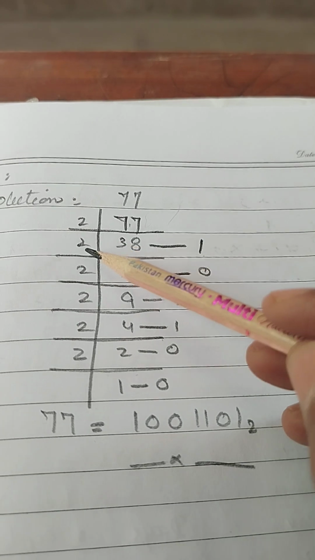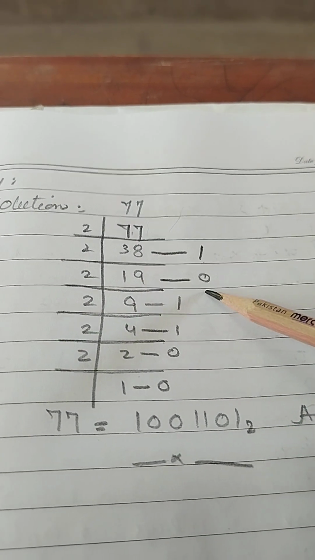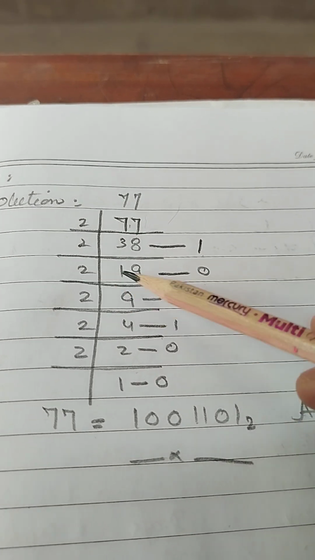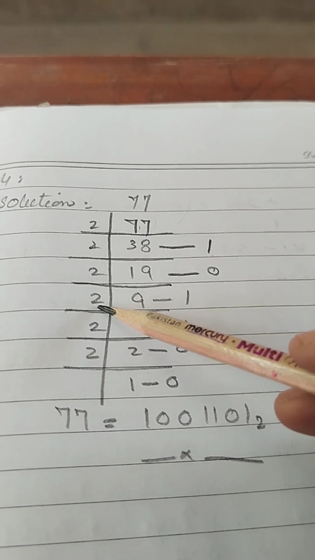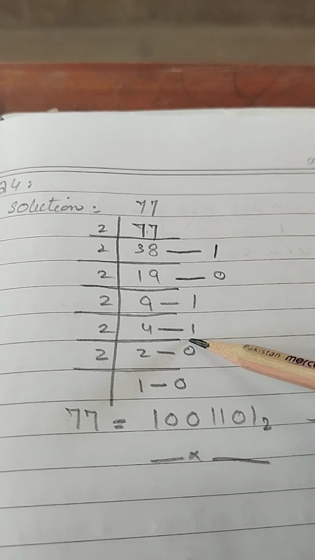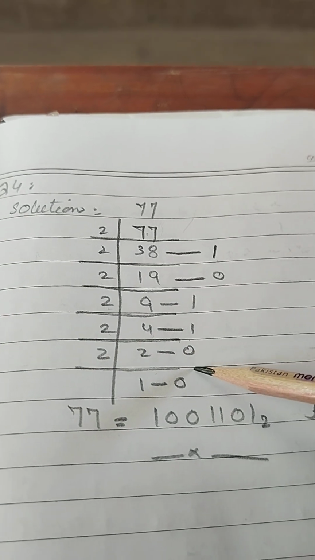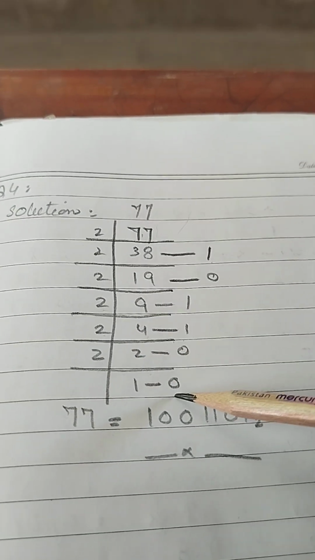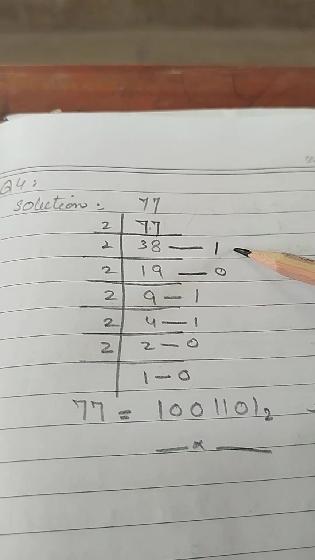Then 38 divided by 2, we get remainder 0. And 19 divided by 2, the remainder is 1. 9 divided by 2, the remainder is 1. 4 divided by 2, the remainder is 0. 2 divided by 2, the remainder is 0. Here is our answer.